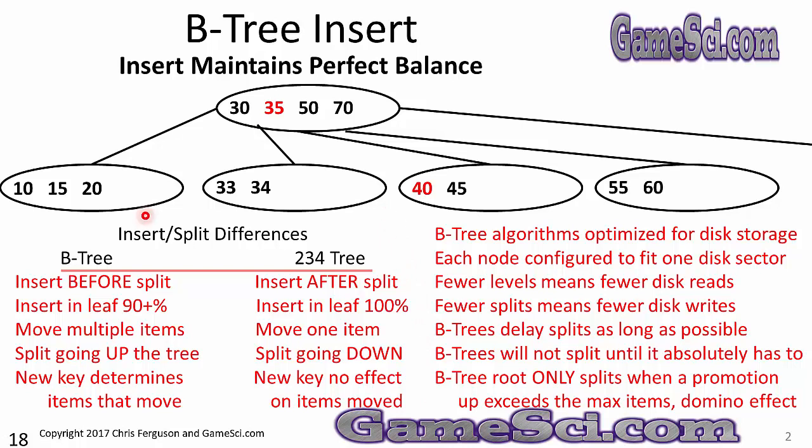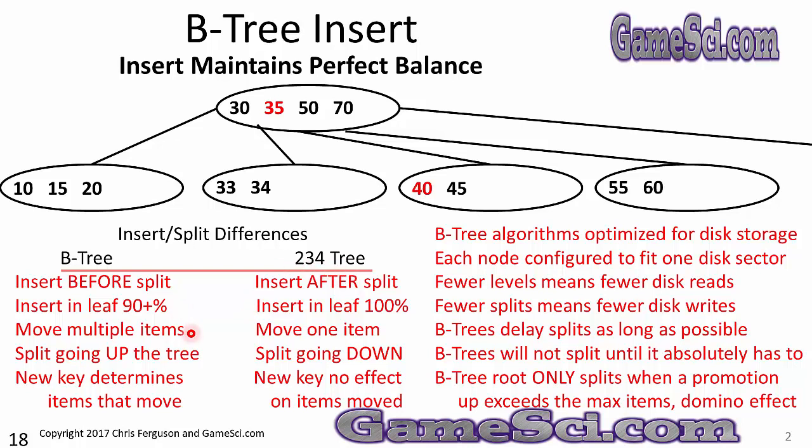Let's look at some key insert/split differences for B trees and 2, 3, 4 trees. B trees insert before the split. You'll add a new item to the node and then split it with a B tree. 2, 3, 4 trees insert after the split. You split a node before the insert occurs. On a B tree, insert into the leaf 90+% of the time. Most of the time you insert into a leaf on a B tree. Insert into the leaf 100% of the time for a 2, 3, 4 tree.